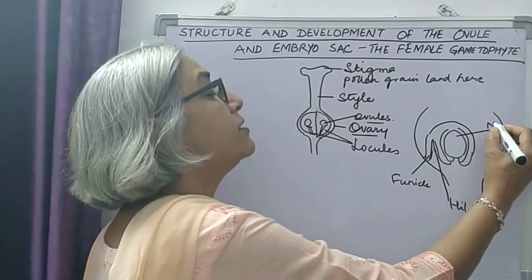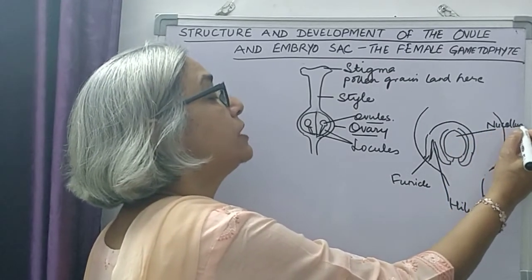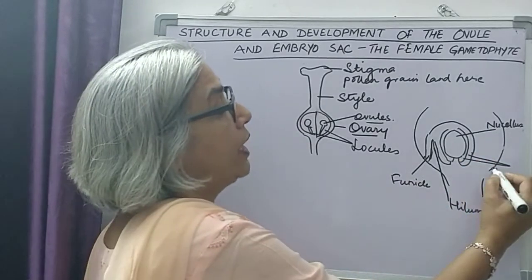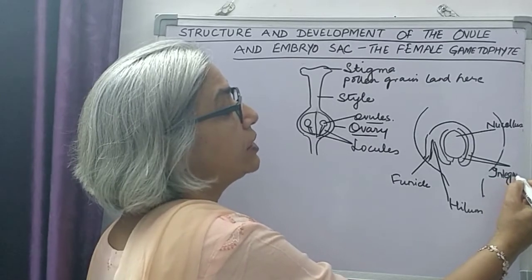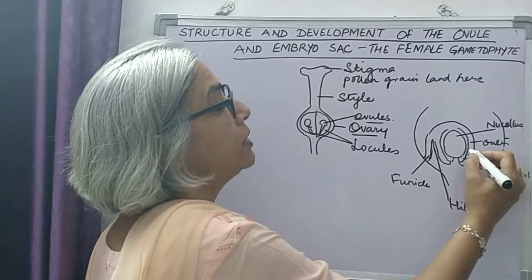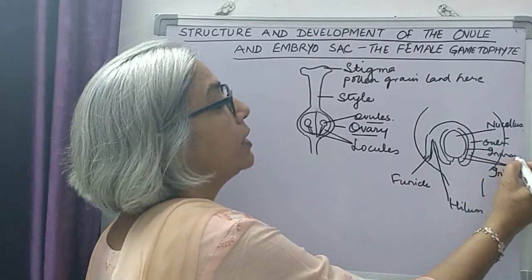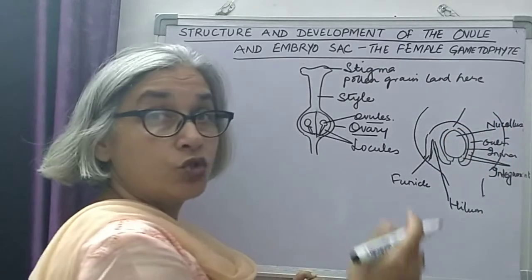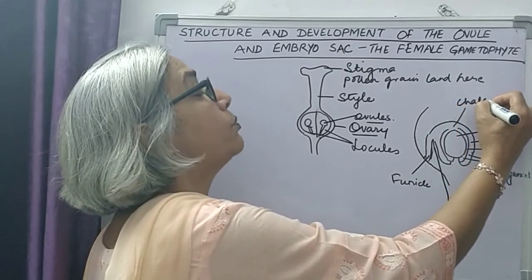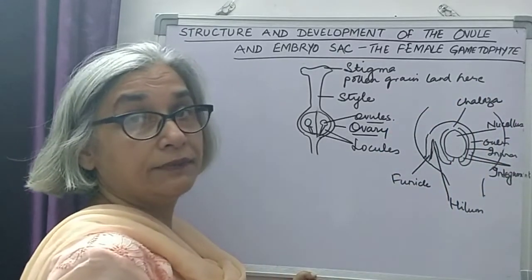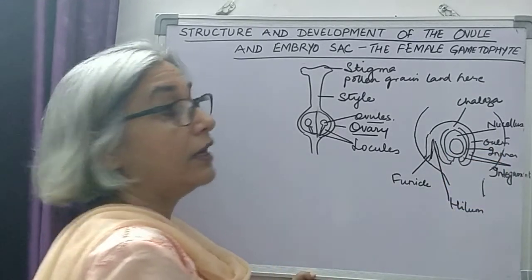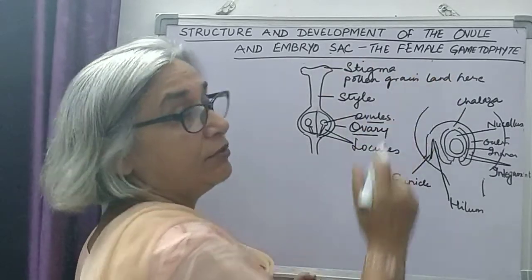This multi-layered tissue is the nucellus. This is then covered with two layers of integuments. These are two integuments: this is the outer integument, this is the inner integument. These integuments do not cover the entire nucellus. They are open at a point, and this point is called the chalaza. This ovule contains the embryo sac, and the embryo sac is the female gametophyte.